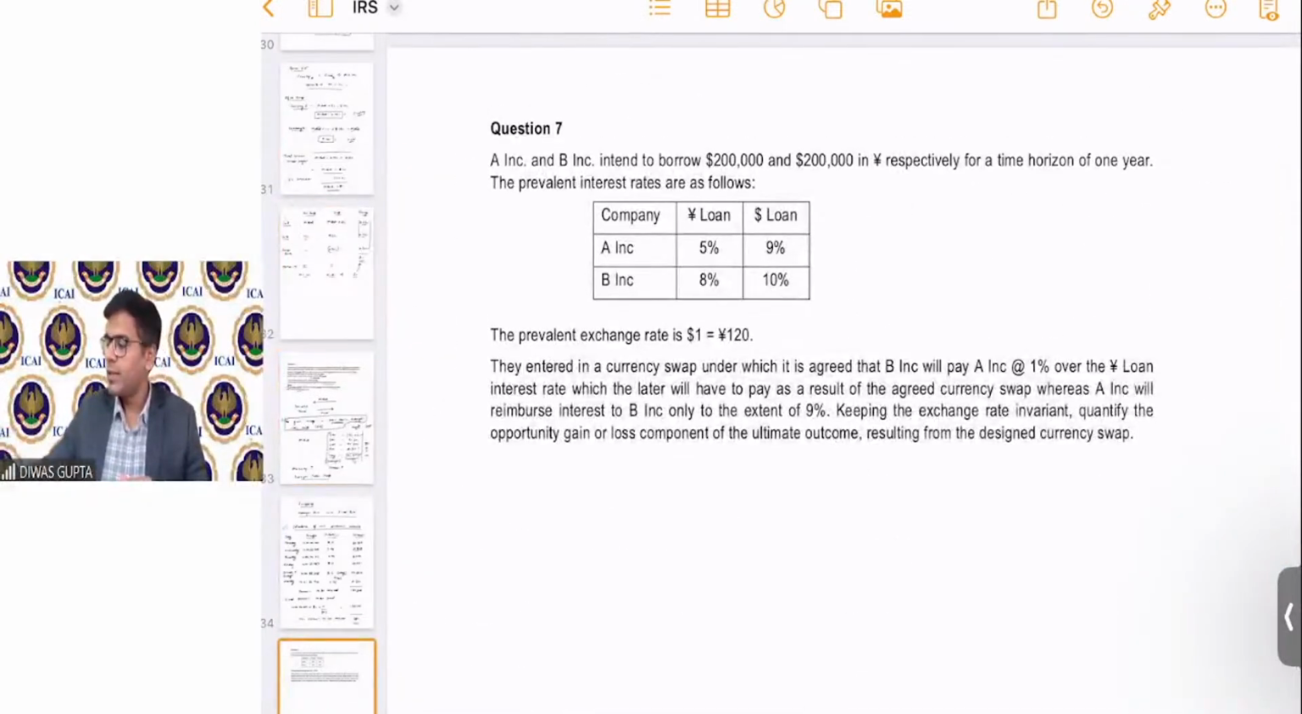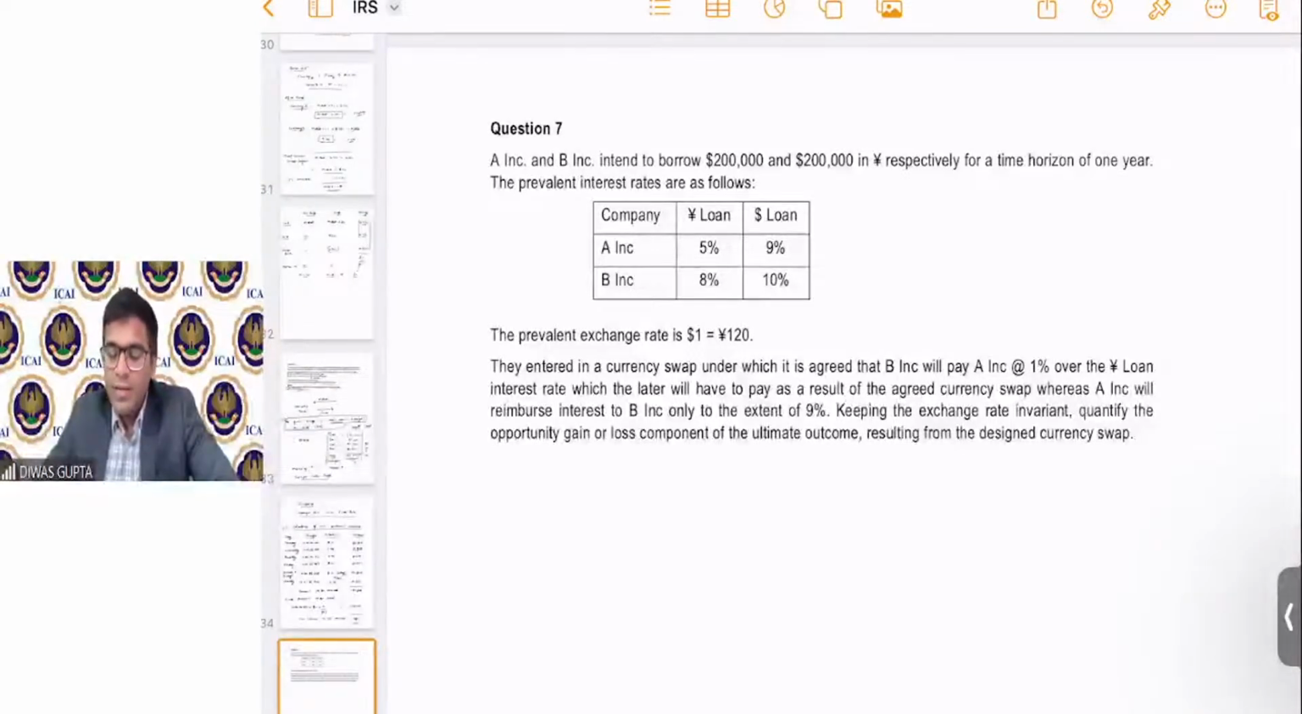Question number 7, students. A Inc. and B Inc. intend to borrow $2 lakh and $2 lakh in yen respectively for a time horizon of 1 year. So it's a question of two companies, students. There is an A Inc., there is a B Inc. A Inc. wants to borrow $2 lakhs. B Inc. wants to borrow $2 lakhs, but not in dollar terms. It wants to borrow in yen terms.